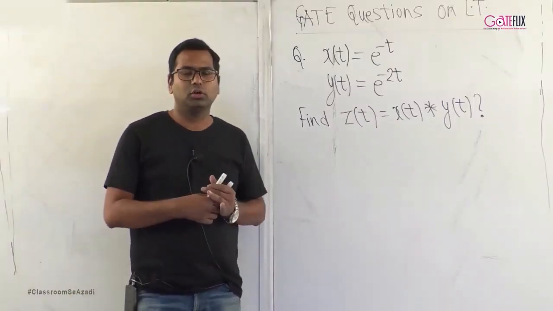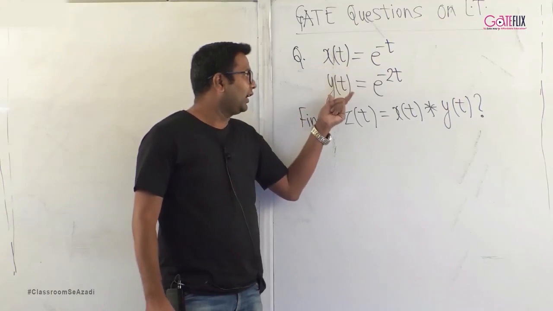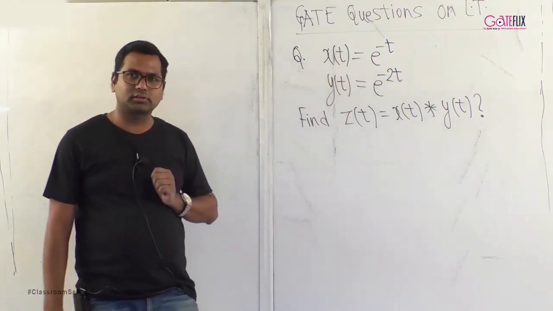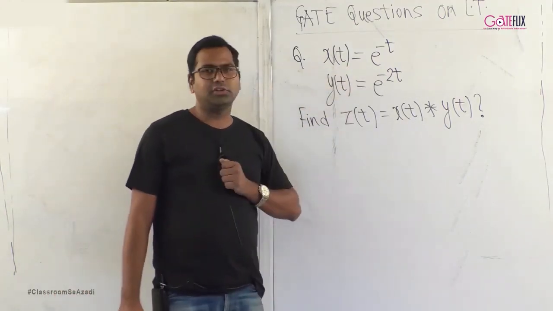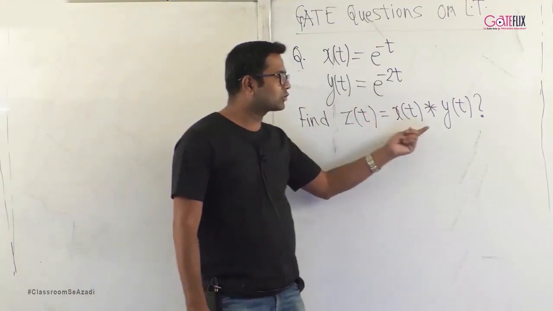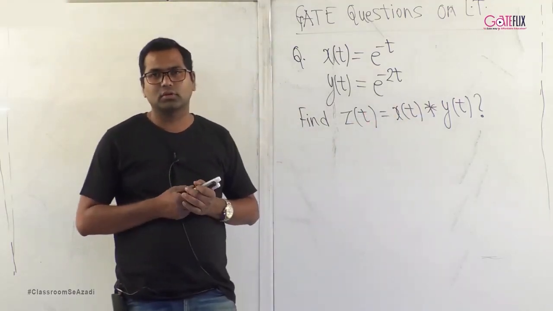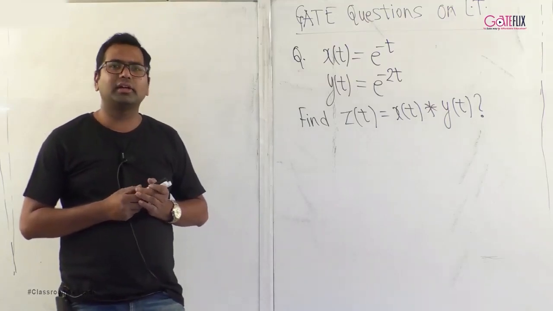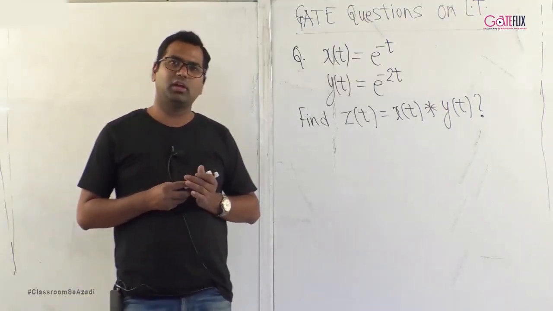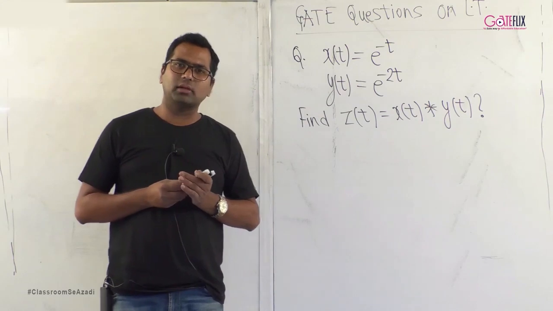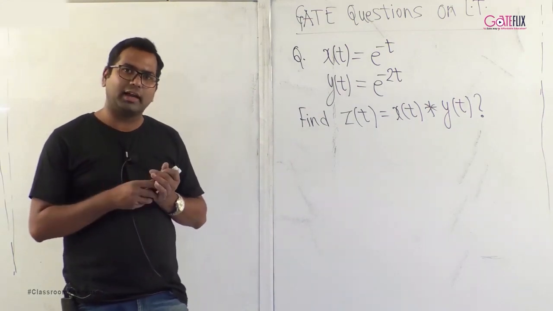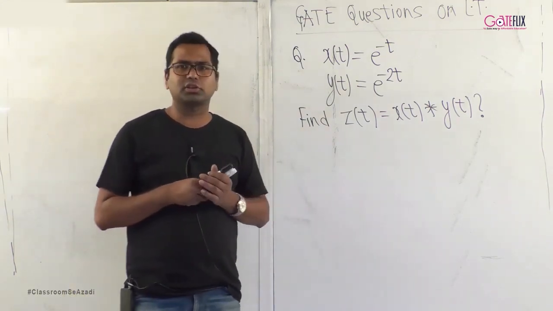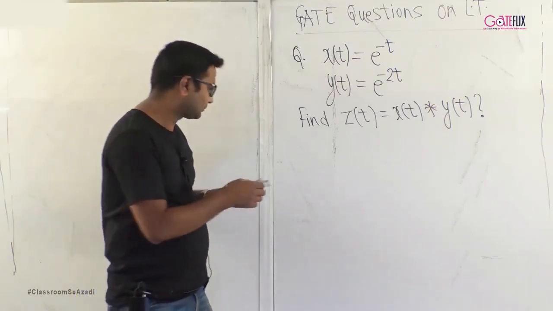In the next question, two signals x of t and y of t are given to us. We have to find z of t, which denotes the convolution of x of t and y of t. This is a question of convolution, and we will solve this question by the Laplace transform technique. In competitive exams also, I would recommend that you solve convolution questions through Laplace transform.